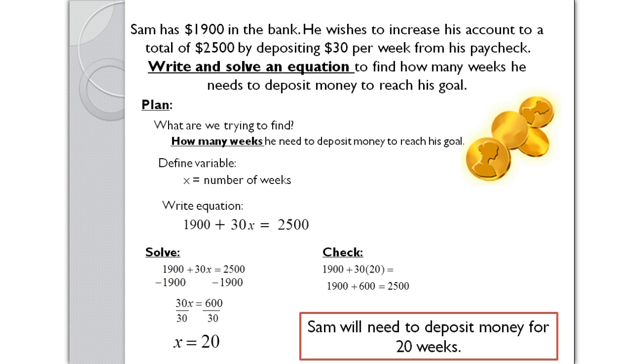So label your answer. A complete answer is always labeled. Sam will need to deposit money for 20 weeks. After depositing $30 per week from his paycheck, he'll have a total of $2,500 in his account.